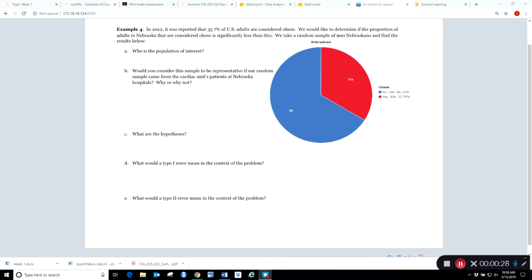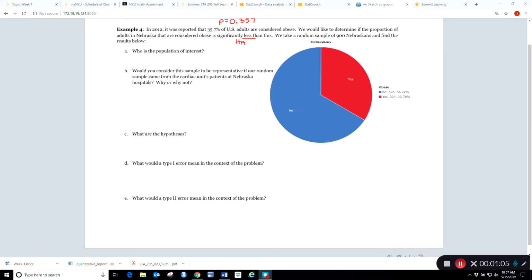It says in 2012, it was reported that 35.7% of U.S. adults are considered obese. First notice that in that sentence, there's nothing about a sample being taken. So if I'm thinking anything, I think that this would be my value of p, this 35.7%. We would like to determine if the proportion of adults in Nebraska that are considered obese is significantly less than this. What I'm reading there is my goal. I'm going to be reading my alternative hypothesis right there.